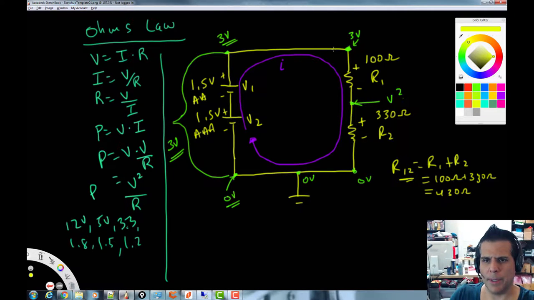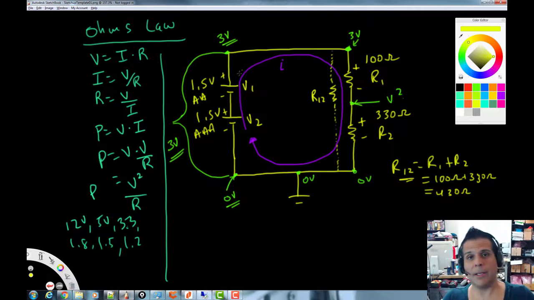So just for a minute, let's draw this resistor as a dotted line here. So this resistor, which we're calling R12, replaces these two resistors. And now we can do the circuit as if these two resistors don't exist. So we have one resistor, one 3-volt power source, and guess what? We're right back to the other example.